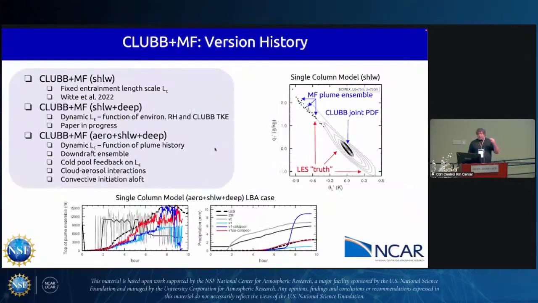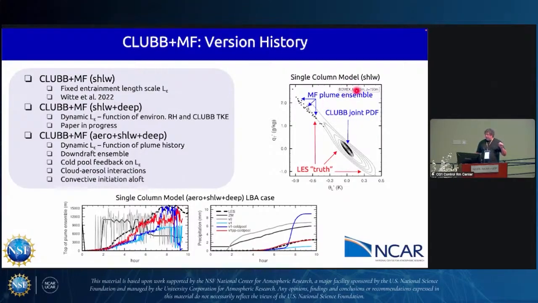So there are 3 different versions of CLUBB-MF of varying complexity. We started with just one that targeted shallow convection, where we set the entrainment length scale to something fixed that you just set as a namelist parameter. It produces a pretty nice result. So this is a single column model simulation of the shallow cumulus BOMEX case.